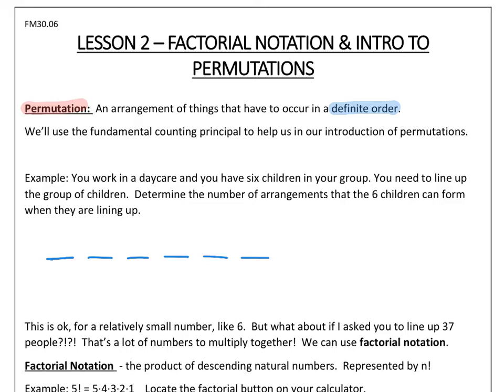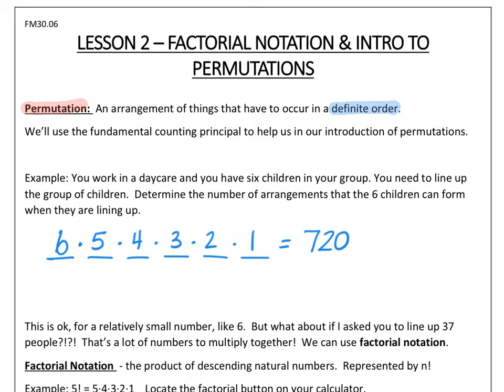Remember, the fundamental counting principle is to decide how many decisions have to be made and multiply the number of choices at each decision. So in the first spot, I could put 6 kids there. I have 6 to choose from. Once I place that one, there's 5 left, then 4, then 3, then 2, then 1. And when I multiply all of those together, I get 720 possible ways to line up the kids, which is kind of crazy, right?